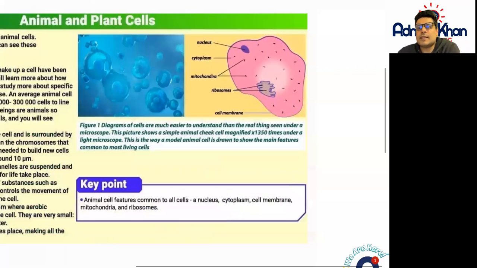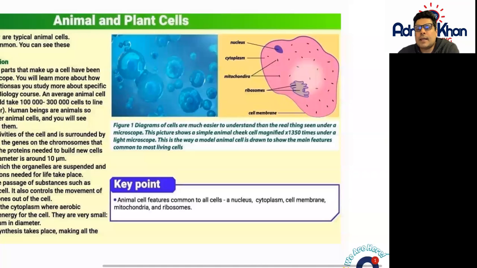Let's have a look at this. This is a typical example of a diagram of cells magnified 1,350 times under a light microscope. This is how an animal cell is drawn, and this is an animal cell magnified 1,350 times. In this typical animal cell, this is the nucleus. You have cytoplasm, mitochondria, ribosomes, and also a cell membrane.